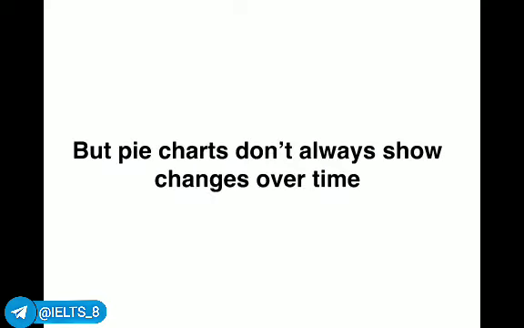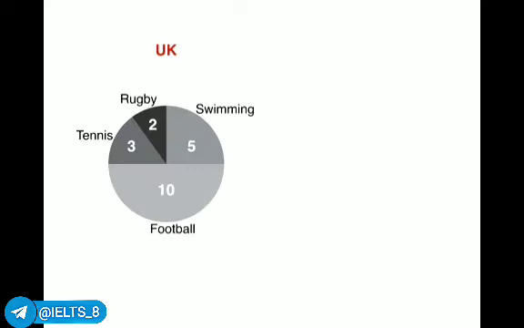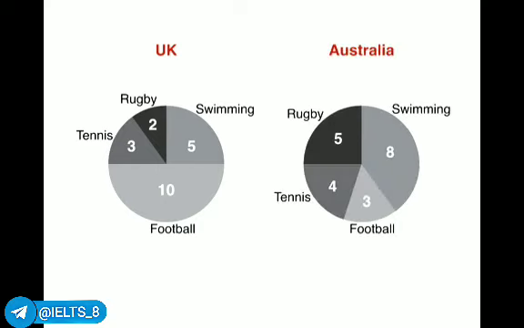They might show 2 countries. For example, this is the pie chart for children in the UK, and we could have another pie chart for children in Australia. In this case, you can't talk about the numbers increasing or decreasing. You can only compare the 2 countries.